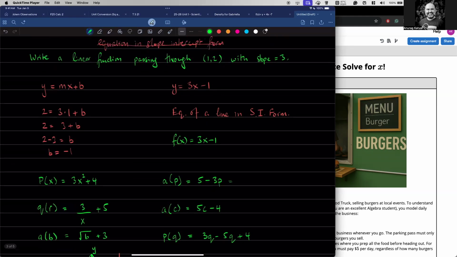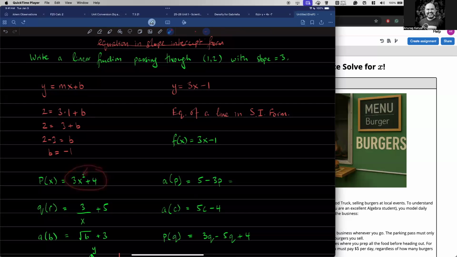Six functions in front of us. Top left, let's go one by one. 3x squared plus 4. Is that a linear function? What's a linear function? It's got to look like a straight line. Y equals mx plus b. Does this guy look like mx plus b? No, because as Xavier said, it doesn't have a power of 1. This is actually a quadratic function.